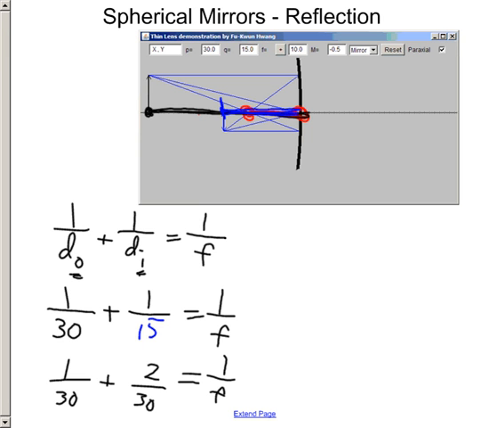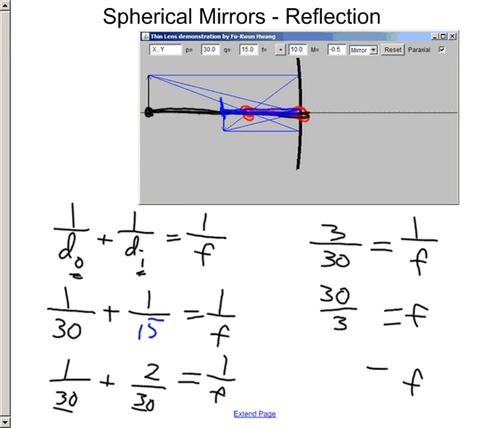Since they have a common denominator, 30 and 30, you can add the numerators together. 3 over 30 is equal to 1 over the focal length. And then just remember that when you are asked for the focal length, solve for f, not 1 over f. So if we take the inverse of both sides, we get f equals 30 over 3. And if you actually do the mathematics there, 30 divided by 3 would leave you with 10.